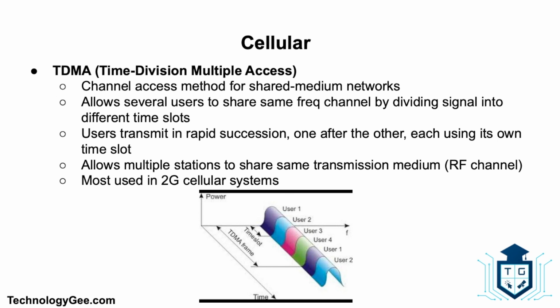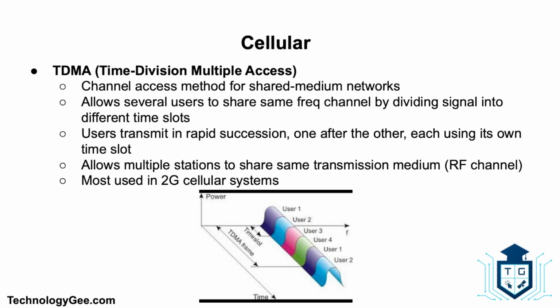The users transmit in rapid succession, one after the other, each using its own time slot. This allows multiple stations to share the same transmission media, such as a radio frequency channel, while using only a part of its channel capacity. TDMA is used in most 2G cellular systems, while 3G systems are based on what is called CDMA, or Code Division Multiple Access.